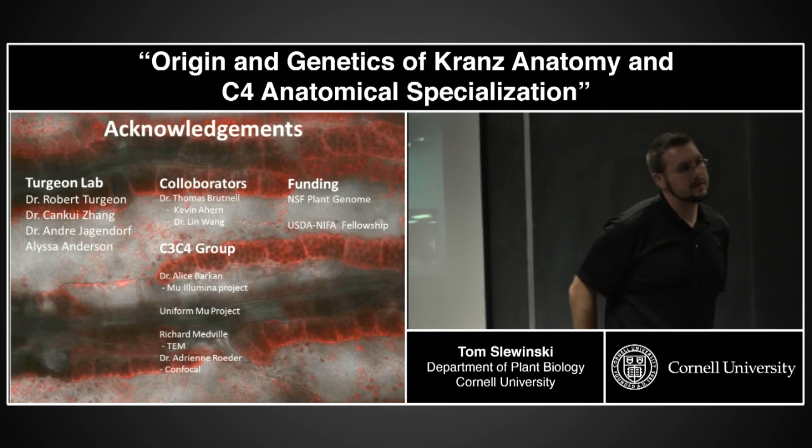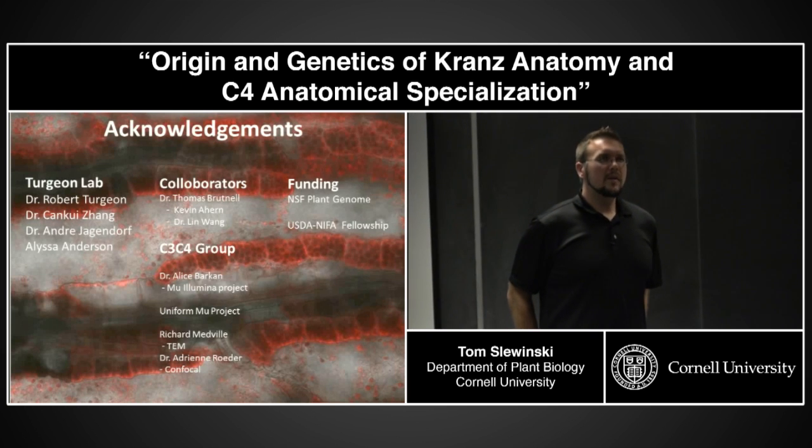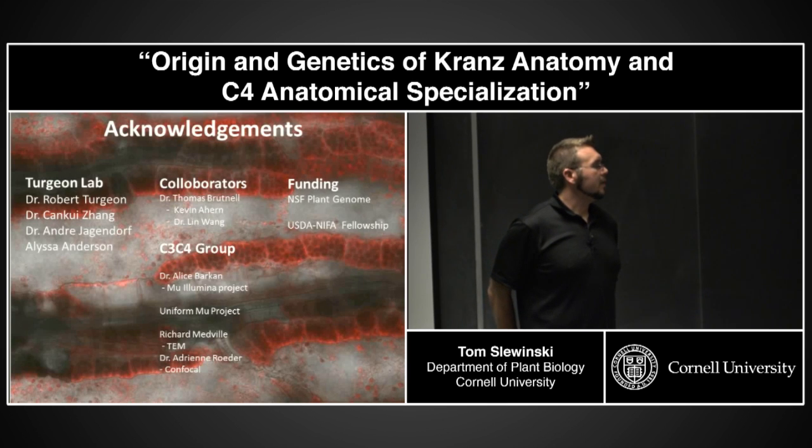Yeah? So across maize germplasm, do you see natural variation for Kranz anatomy? Not too much. You can see a little bit, sometimes you get a decreased veination or some extra bundle sheaths, but not a lot.